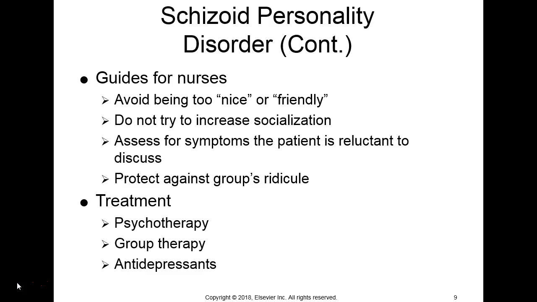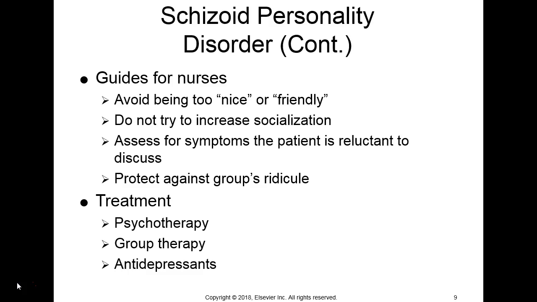Of course, you're going to want to try to, on a one-to-one basis, interact with them as much as you can. But you're trying to also assess for symptoms the patient is reluctant to discuss. So really getting at, do they have any interactions with people at all? Do they have any friends, any relationships, any family members that could be a support system to them? But it's difficult because they really don't seem to want to have a relationship with other people.